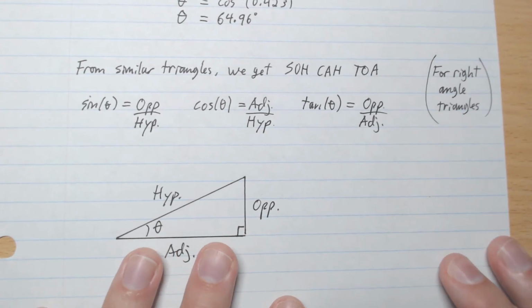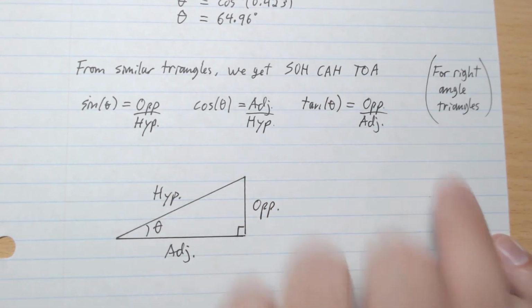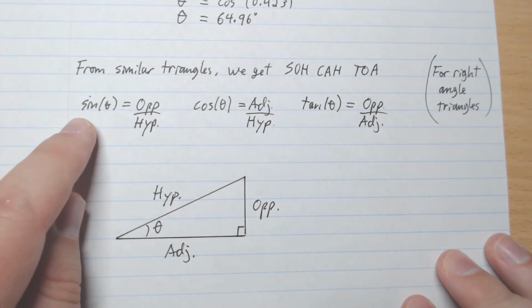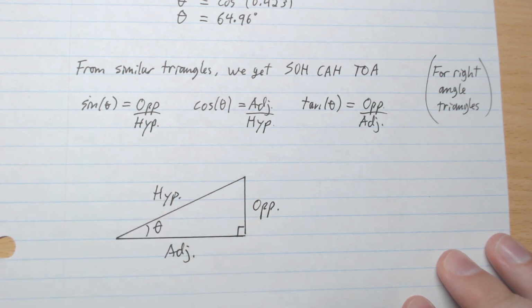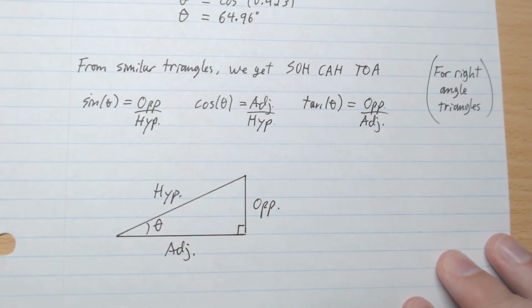So from similar triangles, we get SOHCAHTOA. These are for right angled triangles. So sine of theta is opposite over hypotenuse. Cosine of theta is adjacent over hypotenuse. And tan of theta is opposite over adjacent, like that.